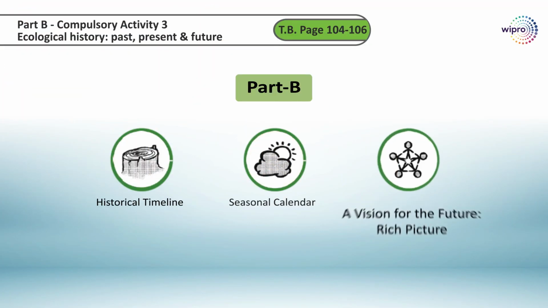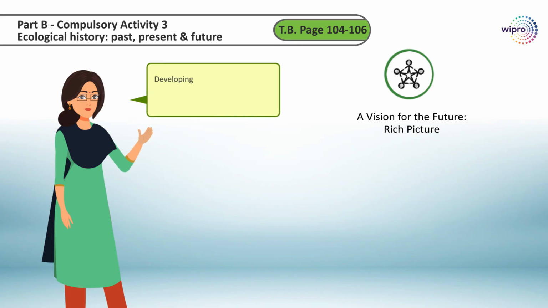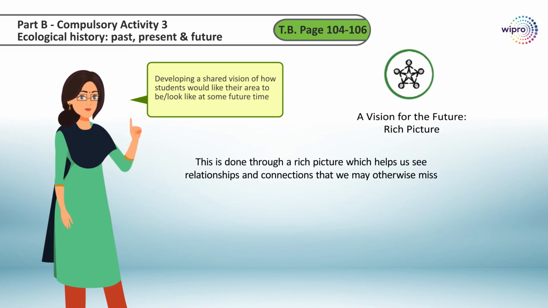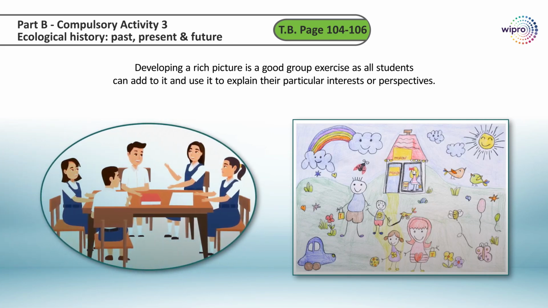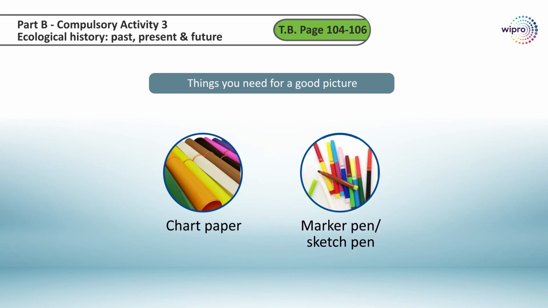The third activity is a vision for the future, rich picture. This activity involves developing a shared vision of how students would like their area to be or look like at some future time. This is done through a rich picture which helps us see relationships and connections that we may otherwise miss. Developing a rich picture is a good group exercise as all students can add to it and use it to explain their particular interests or perspectives. A rich picture is best developed in a group of about 4 to 5 people. You will need chart paper, marker pens or sketch pens for this activity.